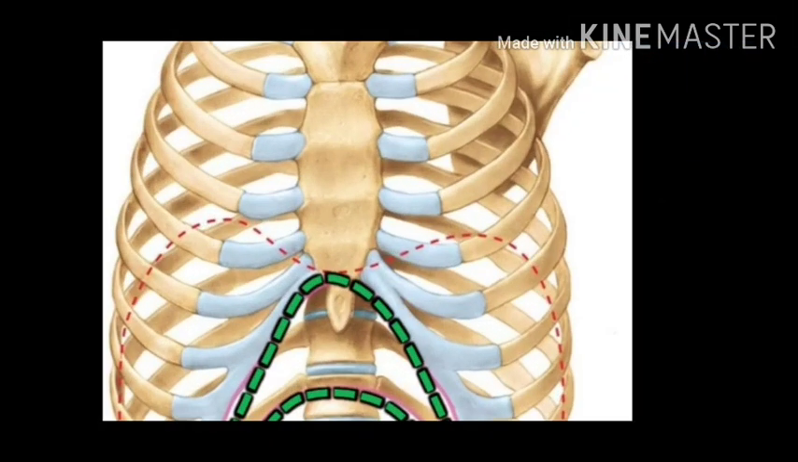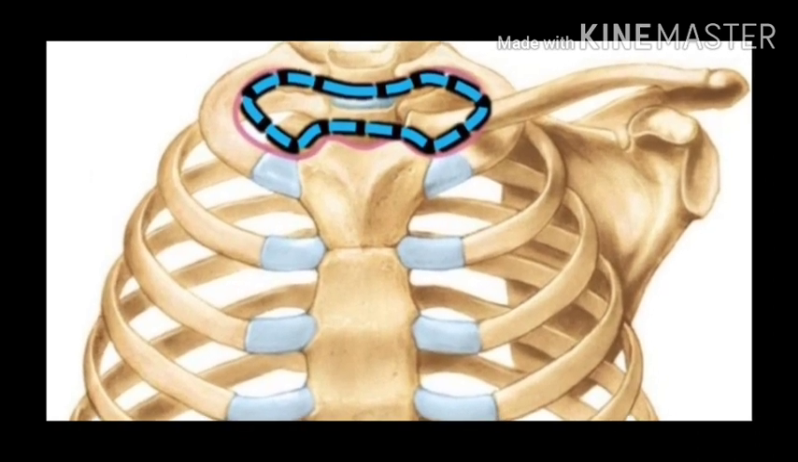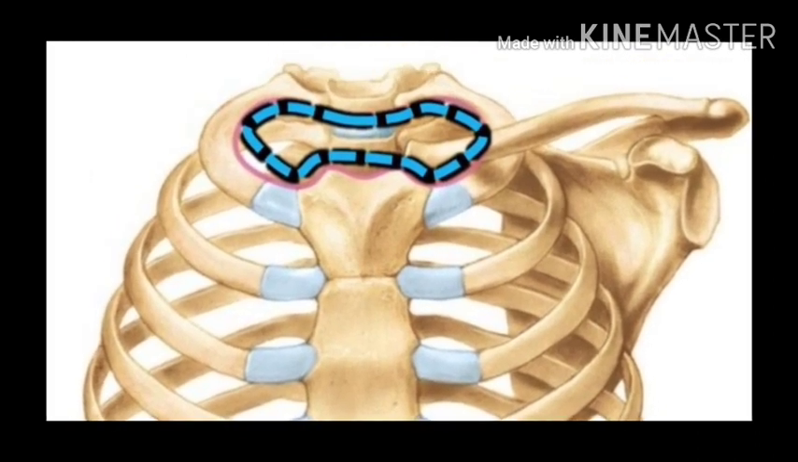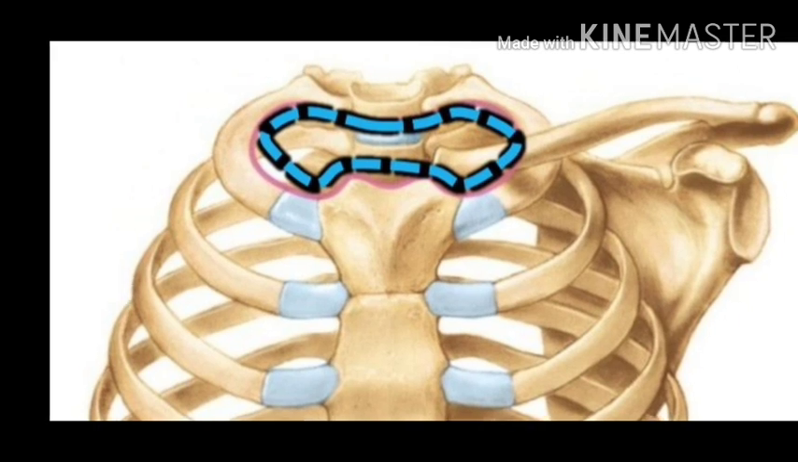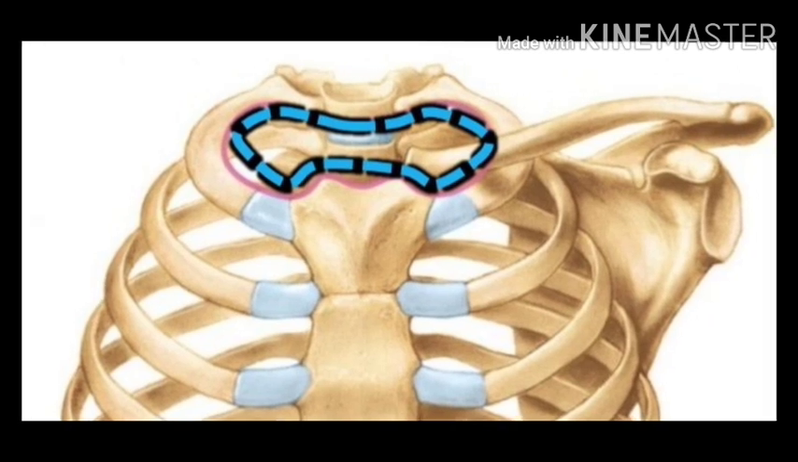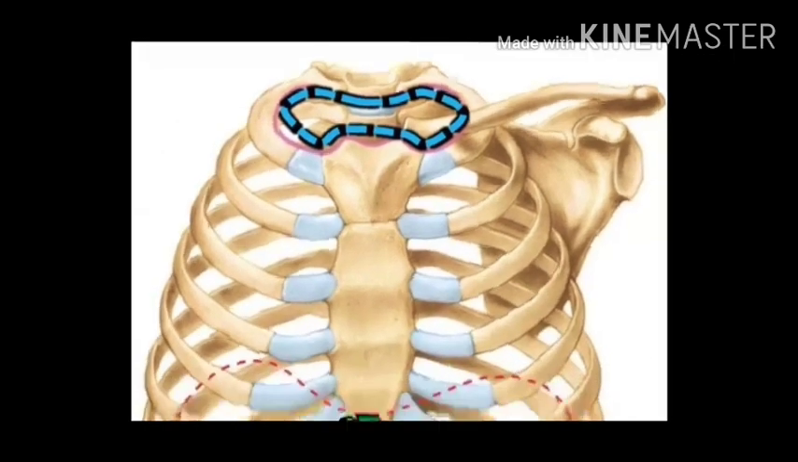What is the superior aperture of the thorax? We can see that the superior aperture is bounded by the first rib. This dotted blue line denotes the superior aperture. The narrow upper end of the thorax continuing with the neck is called the inlet of the thorax. Its shape is kidney shaped. The transverse diameter is 10 to 12.5 centimeters and the anteroposterior diameter is 5 centimeters.